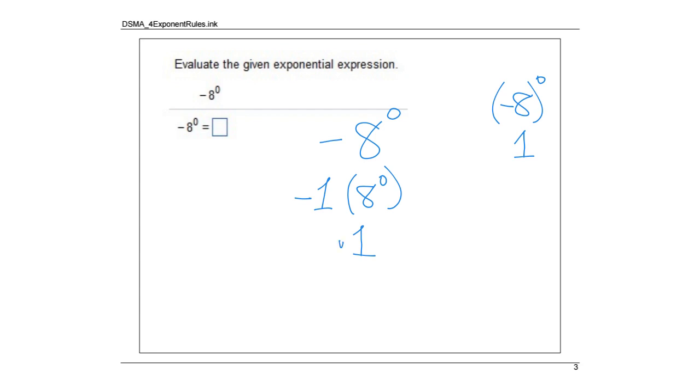However, we have this negative hanging out front. And so this ends up being -1. Okay, it's not breaking the rule. 8 was still raised to the power of 0 and therefore was equal to 1. The issue is the negative sitting out front means that that is not raised to the 0 power, that negative. Only the 8 was raised to the power.